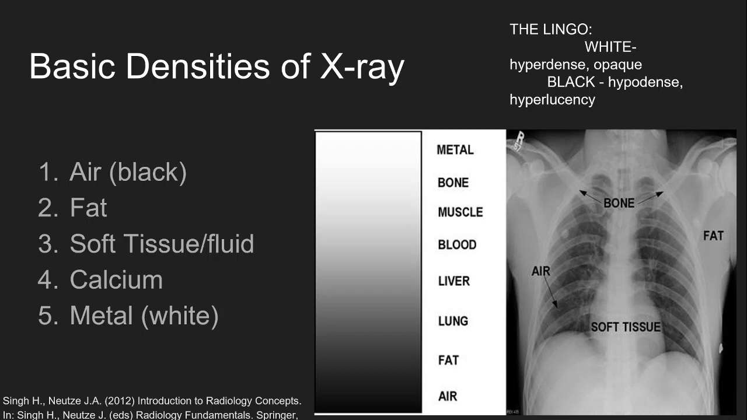The calcium in bones such as the clavicle appear more white or hyperdense. If this patient had metal in his chest, such as a pacemaker, staples, bullets, or shrapnel, it would appear solid white or opaque. When looking at any type of radiographic image, it is important to use proper vocabulary for white and dark. We will continue to make note of the proper radiologic vocabulary throughout this presentation.